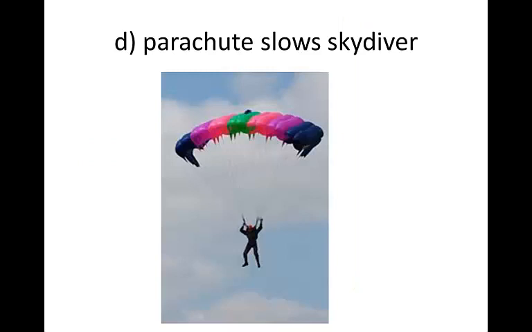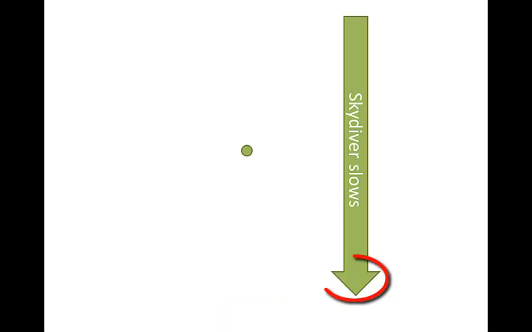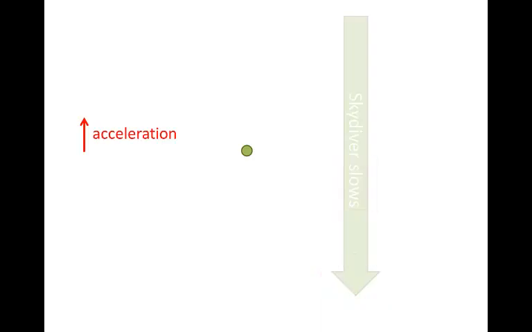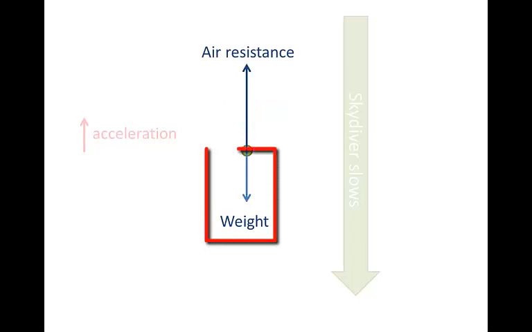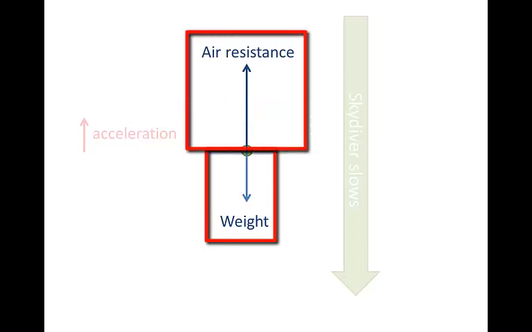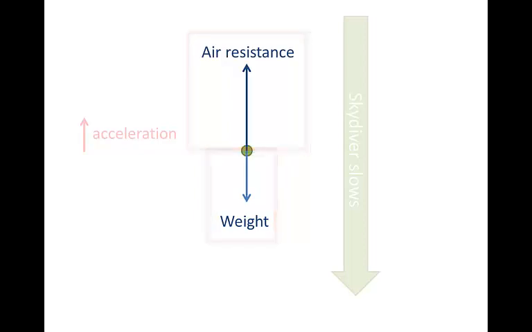Last question. The parachute now slows the skydiver. The skydiver's still moving downward, but he's getting slower and slower as he does so. So that must mean that he's accelerating in the opposite direction to his motion. He's accelerating upward. This tells us there's a resultant force upward. His weight hasn't changed, but air resistance must have changed. Air resistance must now be stronger than weight is to cause that acceleration upward, that net force or that resultant force upward.